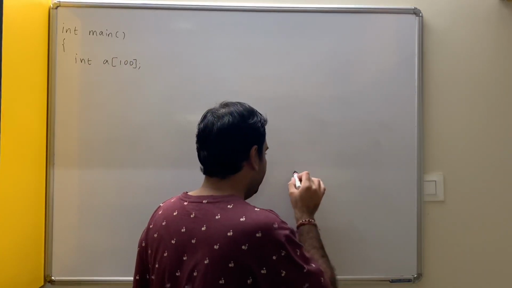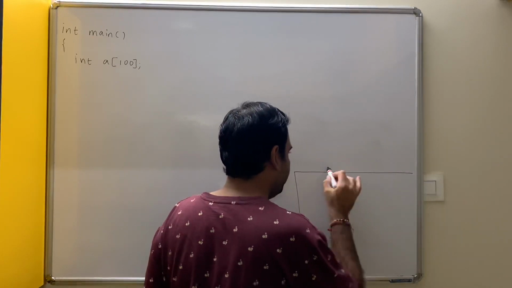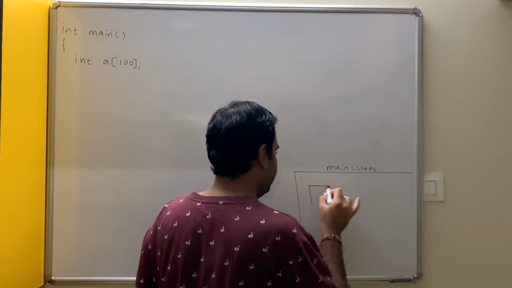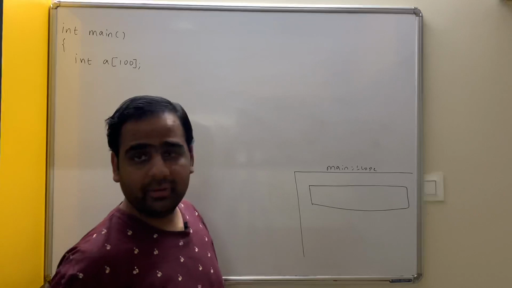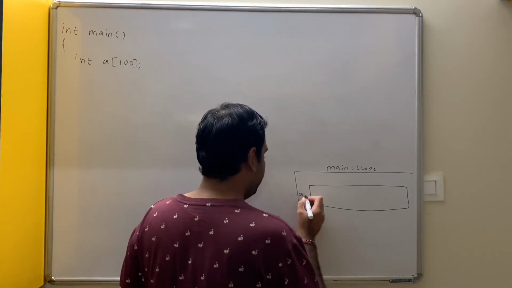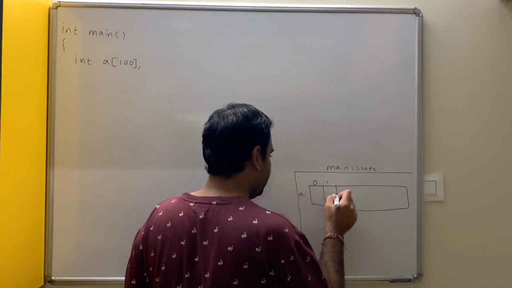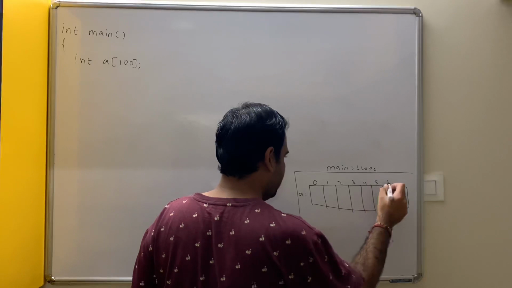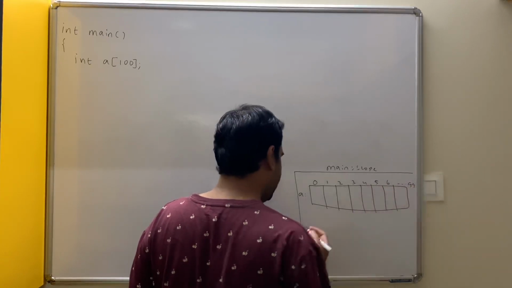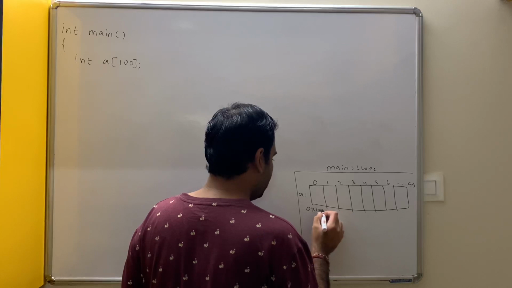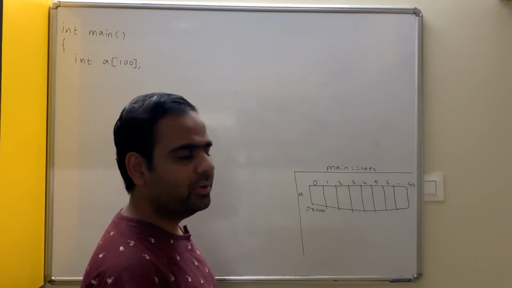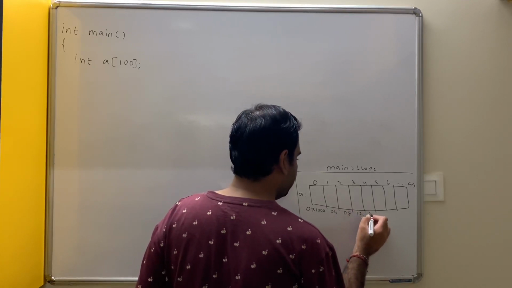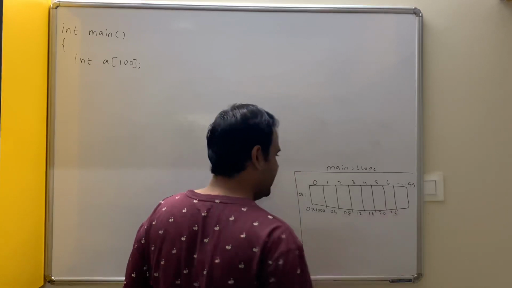Now what happens? This is the main scope. Please observe here I am drawing the scope diagrams. This is the main scope. How many variables are there? As of now there is one variable, and that variable is an array whose name is a. The indexes are 0, 1, 2, 3, 4, 5, 6 and so on up to 99. Let the base address of this be say 1000. What would be the next address? It would be 1004 because an integer takes 4 bytes, 1008, 1012, 1016, 1020, 1024 and so on.